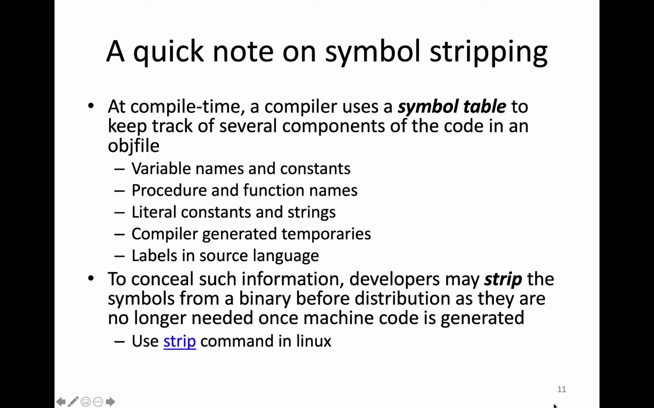And just a quick note, at compile time, a compiler uses a symbol table to keep track of several components of a code in what's called the object file, and this will keep track of things such as your variable names and constants, and procedures and function names, and all these things that you need for debugging. So to conceal this information, developers may actually strip the symbols from a binary before distribution. So for example, you wouldn't be able to load it in GDB and then reference specific variable names. So in these contexts, you would use the strip command to strip the files in Linux.